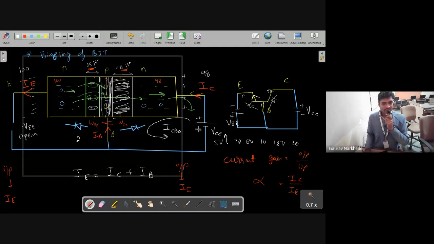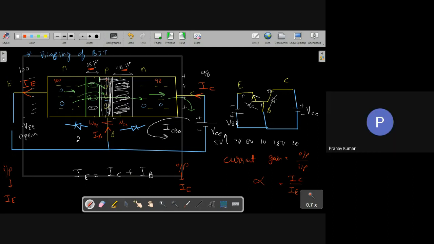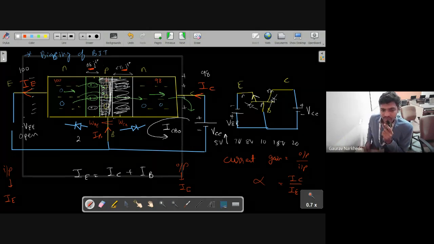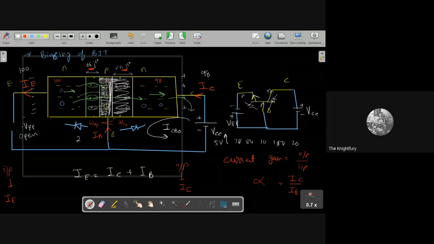एट सम पॉइंट व्हेन यू विल इंक्रीज द रिवर्स बायस अक्रॉस द कलेक्टर बेस junction, the width of the base will be zero. Collector base junction will penetrate to the base region and it will touch the base emitter junction. मतलब दोनों जंक्शन जब टच हो जाएंगे, राइट? समझ में आ रहा है मैं क्या बोल रहा हूँ? Yes, sir. Because of the increase in the reverse bias.